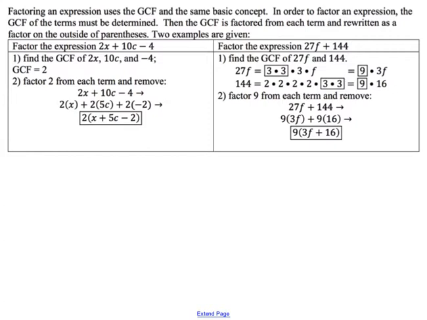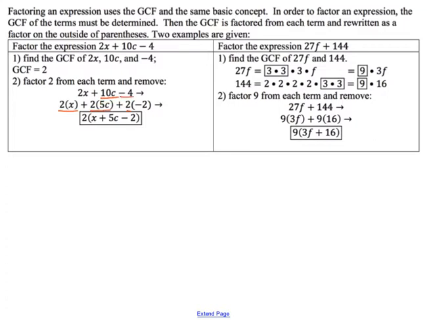Two examples are given. Factor the expression 2x plus 10c minus 4. First, find the GCF of 2x, 10c, and negative 4. Well, the GCF of all three of those is 2. 2 is the biggest number that goes into all three of them. So we factor 2 out of each of the terms. So 2x, with 2 factored out, is 2 times x. 10c is 2 times 5c.